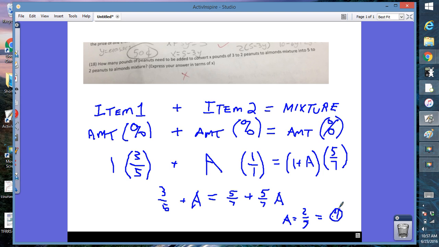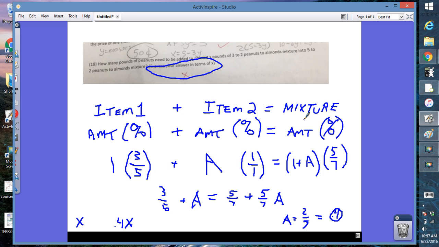So let's interpret what this answer means. This answer means that instead of 1 unit, what if we had X units? If we had X units of item 1, we would need 0.4x of the amount of item 2. So it's 40% of whatever the amount of item 1 is. That's what it means to express your answer in terms of X. It means your answer is going to have a variable in it because we don't know what the exact amounts are.